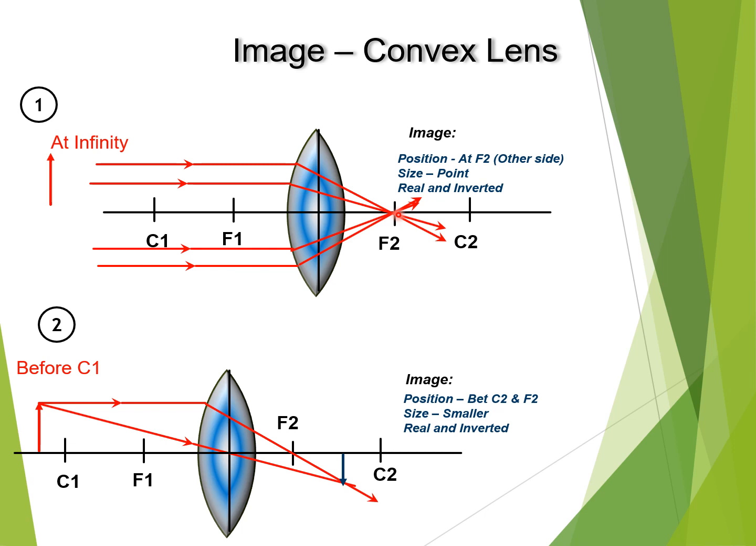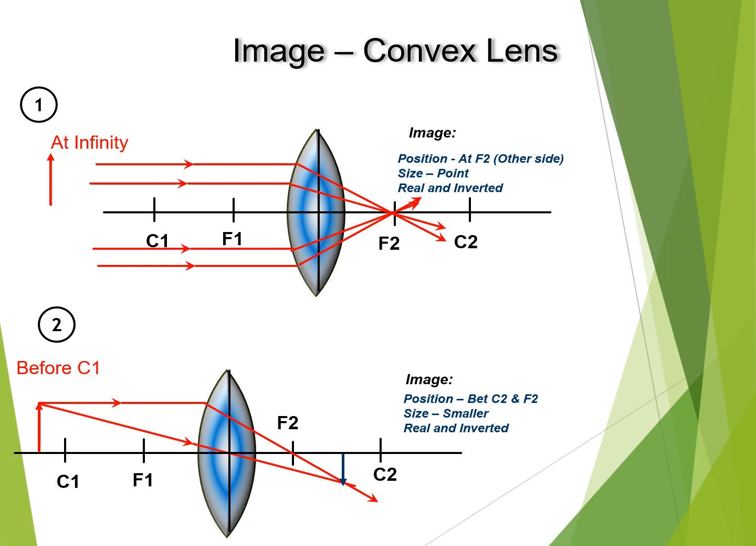We know that the image shall be formed at a place where 2 or more refracted rays are meeting. So in this case, the image shall be formed at focus only. So the position of the image shall be at focus. The size you can see is a point, very small size. And since the rays are actually meeting, the image shall be real and inverted.